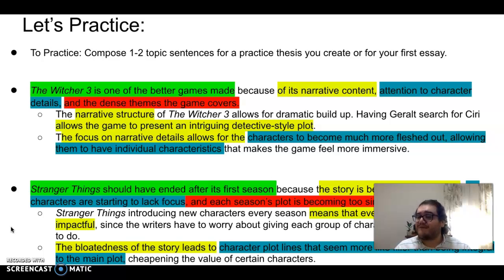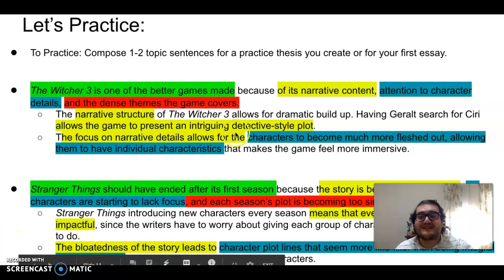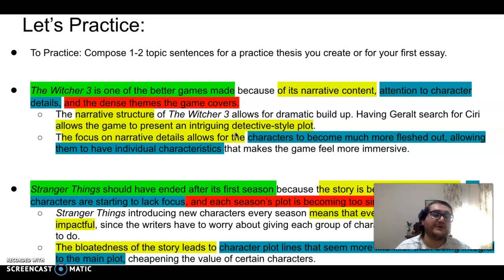As the writer, I felt like one sentence was sufficient to express my main idea to my reader. That's fine. And let's look at my second topic sentence. The bloatedness of the story leads to character plot lines that seem more like filler than being integral to the main plot, cheapening the value of certain characters.